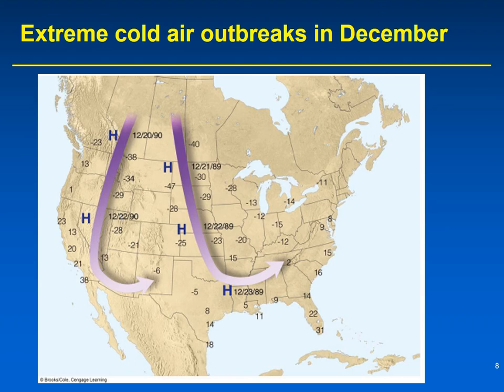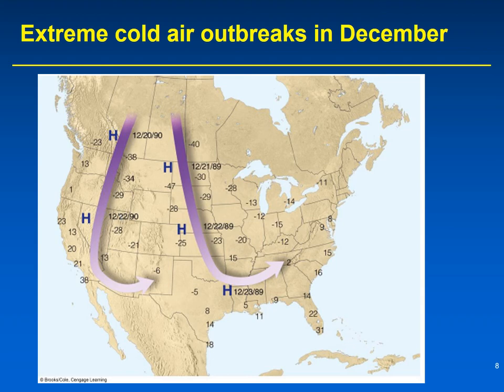The one that happened in late December of 1990 really produced some cold temperatures in the western third of the U.S. Look at some of these temperatures in places that are not accustomed to seeing this type of cold. 23 degrees Fahrenheit near Ukiah, 20 degrees Fahrenheit near San Luis Obispo, 21 degrees Fahrenheit in Los Angeles. And then as you go away from the coast, over Montana, minus 38 degrees Fahrenheit, minus 34 degrees Fahrenheit, Idaho, minus 29 degrees Fahrenheit. These are extremely cold temperatures.